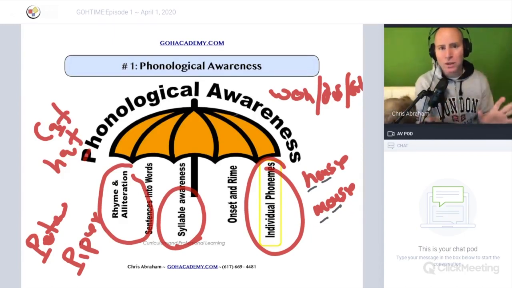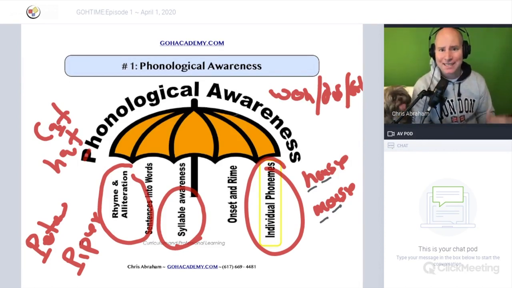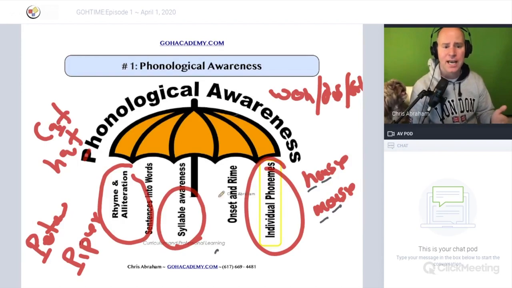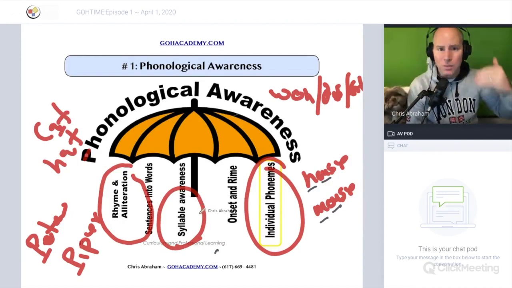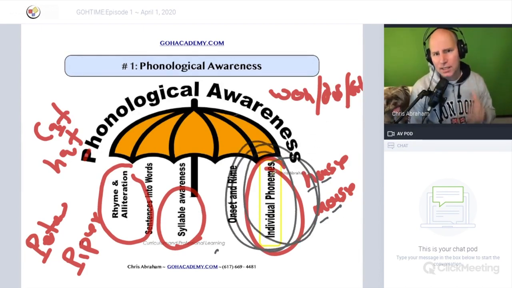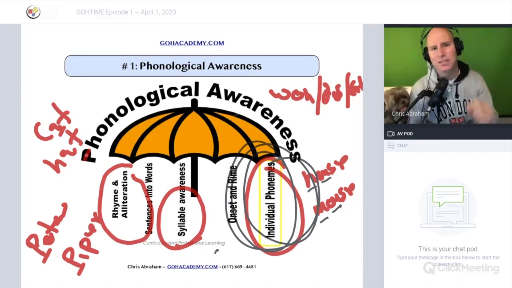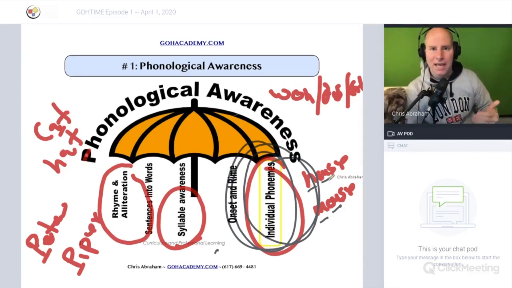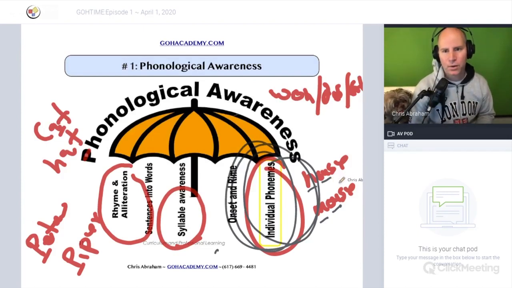Okay, so just real quick, we just talked about phonological and phonemic awareness. Phonological awareness is hearing sounds, and it has a lot of different levels. Hearing basic sounds like similarities in words in the beginning and end, that's rhyme and alliteration. Hearing the individual syllables within a word is a little bit more advanced. And then the more advanced stuff, the phonemic awareness stuff, is hearing individual sounds in a word, like the initial sound, the middle or medial sound, and the end sound in a word.